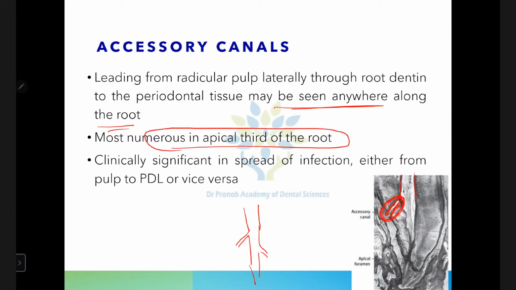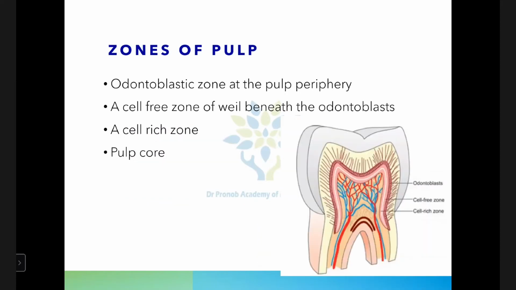Here you can see there is a communication to the outer region, that is the periodontal ligament. These accessory canals are clinically significant in the spread of infection, either from pulp to the PDL or from the PDL to the pulp. So these accessory canals are very important in the spread of infection. Next, we'll talk about zones of pulp.